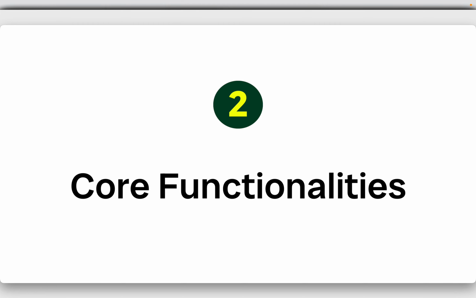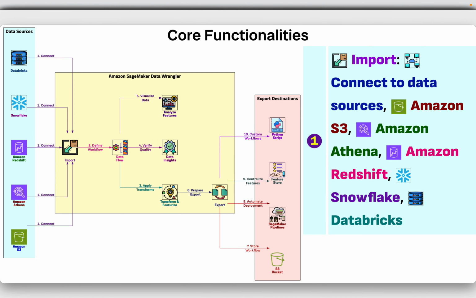Next, I will be covering the core functionalities. So Data Wrangler provides the following core functionalities to help you analyze and prepare data for machine learning applications. So it starts with import. So you connect to and import data from Amazon Simple Storage Service S3, Amazon Athena, Amazon Redshift, Snowflake or Databricks.